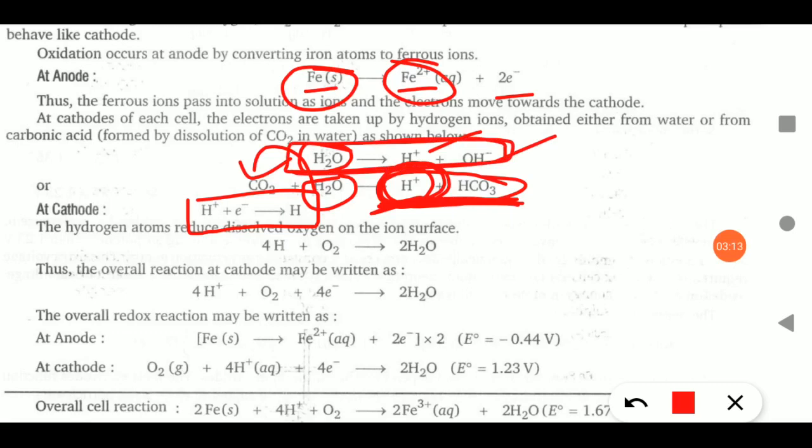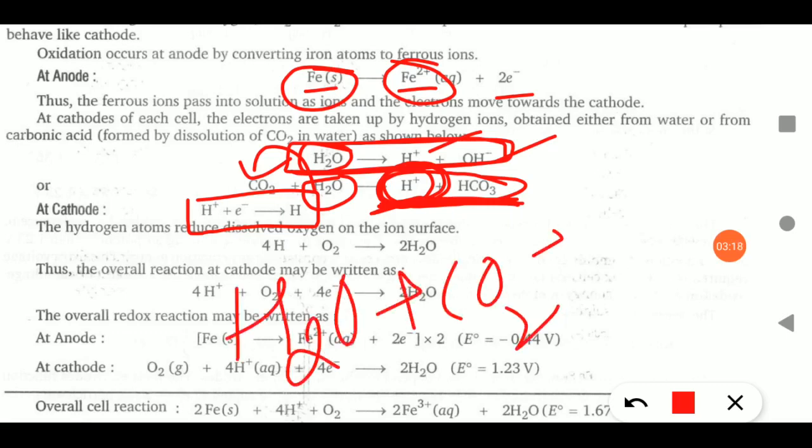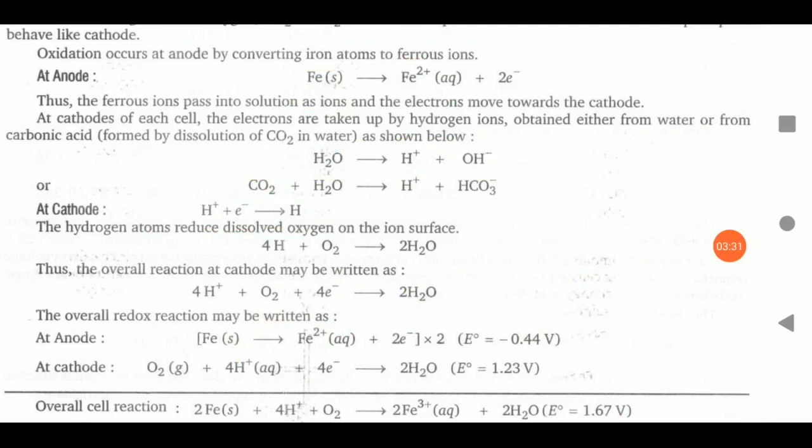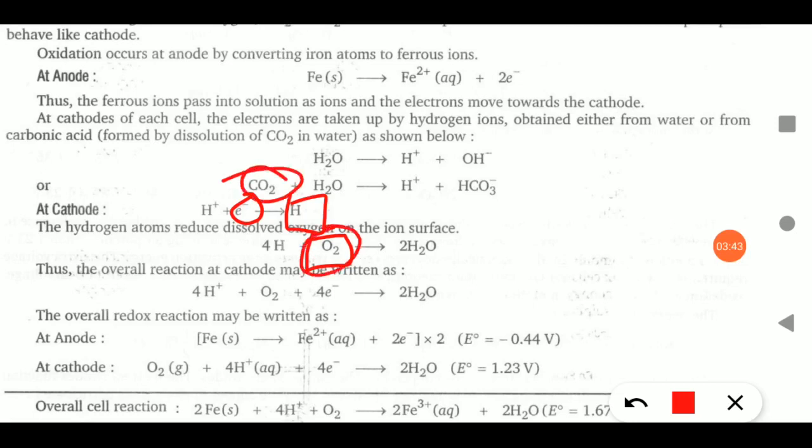But when this water reacts with the carbon dioxide, it will form carbonic acid, that is H2CO3, and this H2CO3 will produce these H positive ions, and these H positive ions will be reduced at the cathode. These H positive ions will gain the electron and change into nascent hydrogen, and this nascent hydrogen again will react with the atmospheric oxygen. So two things came from the air: carbon dioxide and second is oxygen. Carbon dioxide and oxygen will enhance the process of rusting.